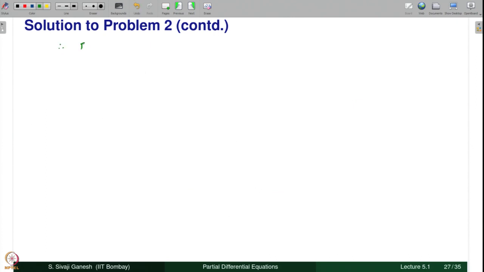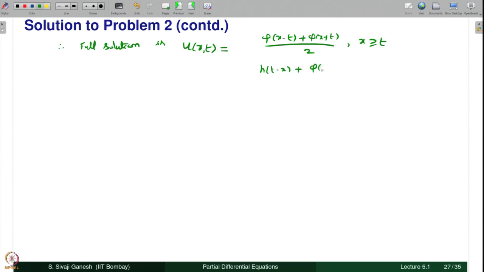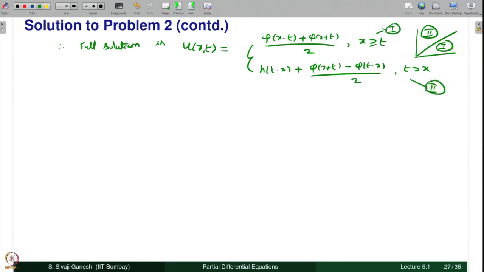Therefore, let us write down the full solution. Full solution means we write down what is the solution in x less than t, x greater than t in one place. u of x t is equal to phi of x minus t plus phi of x plus t by 2 if x is greater than or equal to t, and h of t minus x plus phi of x plus t minus phi of t minus x by 2 if t is bigger than x. So, this is region 1, this is region 2. So, this is for the region 1 and this is for the region 2. In region 1, it is given by D'Alembert formula.